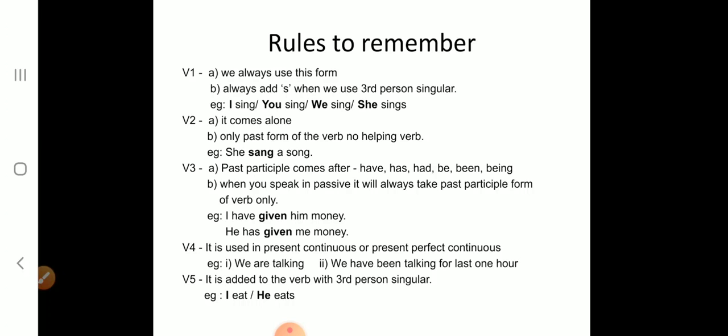V5 form of verb. It is added to the verb with a third person singular. For example, he eats, she eats.